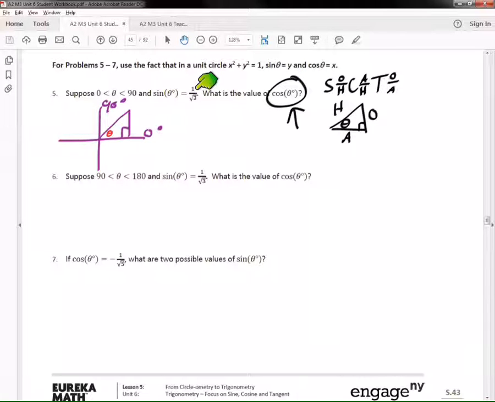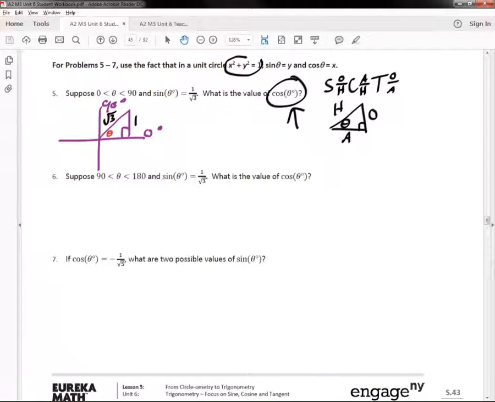Is 1 the opposite, adjacent, or hypotenuse side? That's the opposite side. What side on this triangle is opposite that angle? The vertical, horizontal, or the hypotenuse? The vertical is the opposite side. So what is the hypotenuse? Rad 3. Now what is that going to be? How would we figure that out?